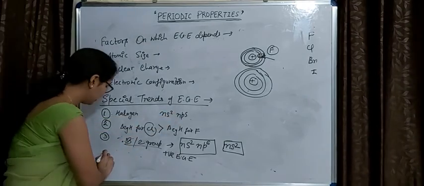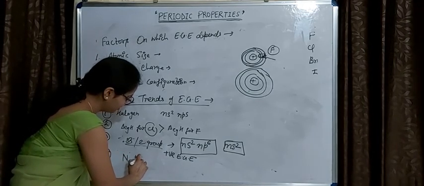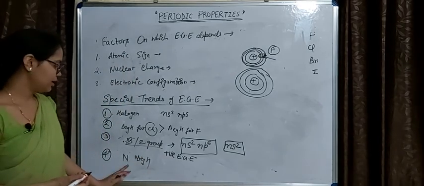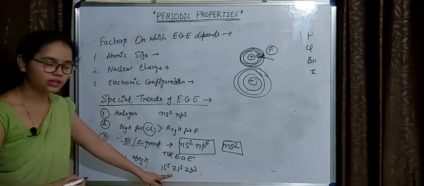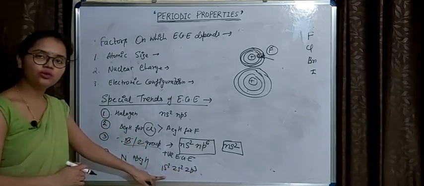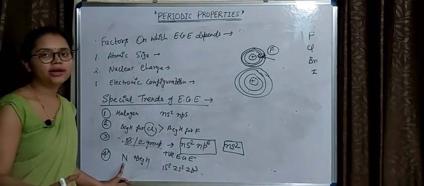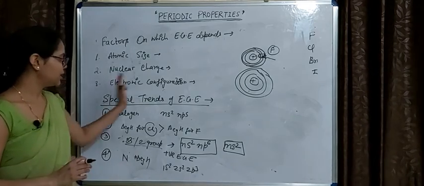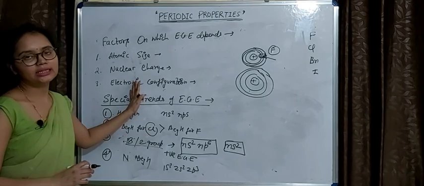Now, last, nitrogen has positive electron gain enthalpy. The same reason applies for nitrogen, as nitrogen shows 1s2, 2s2, 2p3 type of electronic configuration, which is half filled. Because of this stable configuration, if you want to add an electron to nitrogen, you have to provide energy, and since we are providing energy, it shows positive electron gain enthalpy. So these are the special trends of electron gain enthalpy, and these are the factors on which electron gain enthalpy depends.